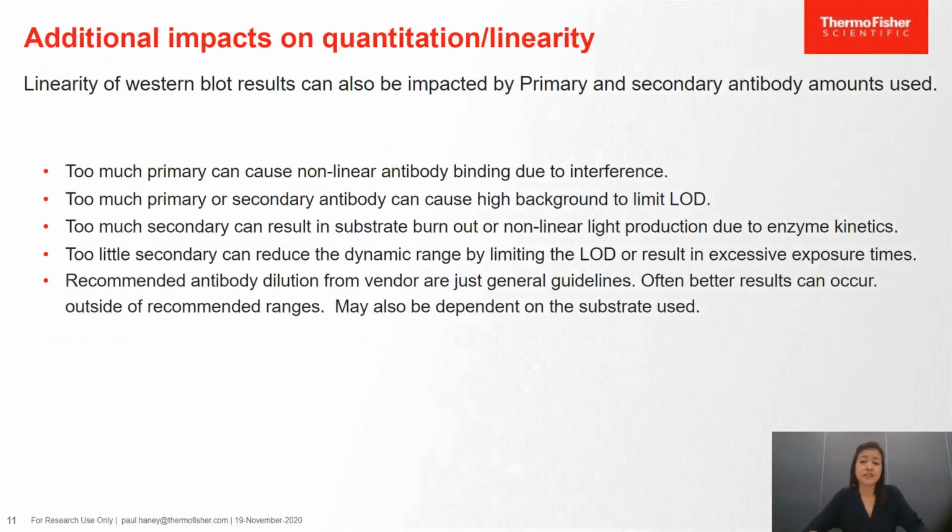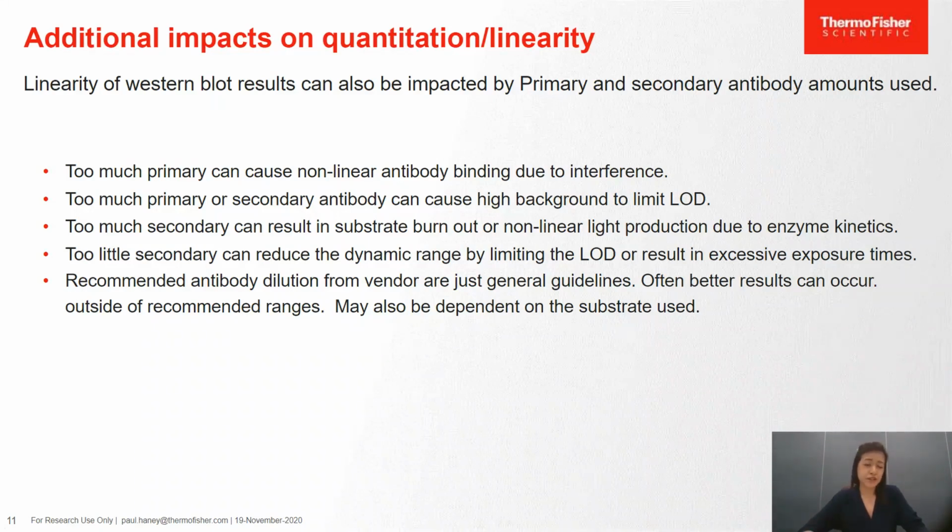Another consideration for quantitation and linearity of Western blot results is primary and secondary antibody concentrations used. Too much primary can cause non-linear antibody binding due to interference. And too much primary or secondary antibody can cause high background, which limits your limit of detection. Too much secondary antibody can result in substrate burnout or non-linear light production due to the enzyme kinetics. Too little secondary can reduce the dynamic range by limiting the limit of detection or result in excessive exposure times required.